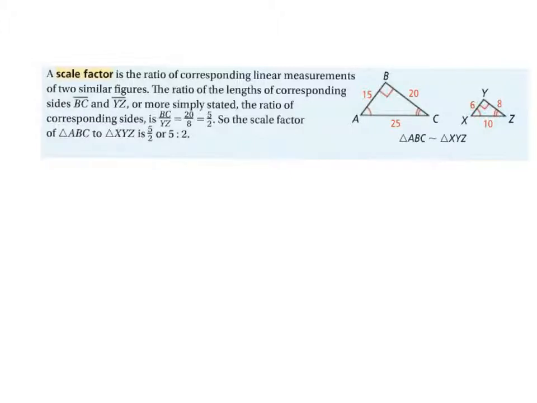A scale factor is the ratio of corresponding linear measurements of two similar figures. Basically, it's the ratio between the two figures. So over on the right for these triangles, we look at side lengths BC and YZ, and we can see that it's 20 to 8. They simplified it here as a ratio of 20 to 8 or 5 to 2. So that would be our scale factor.